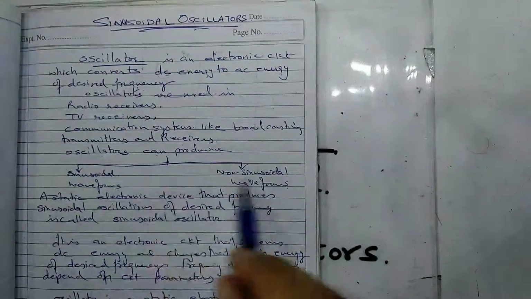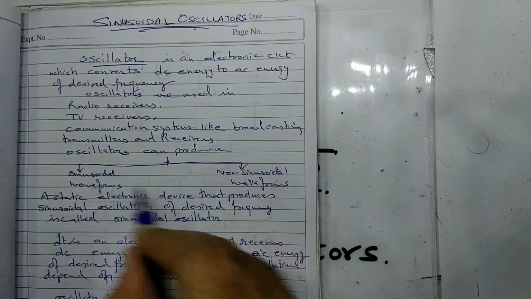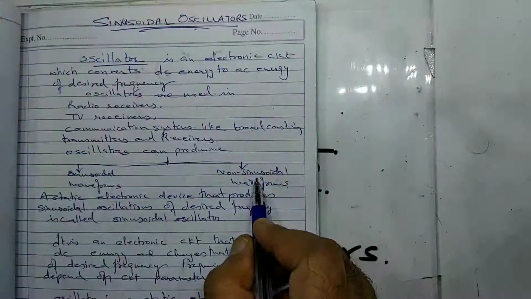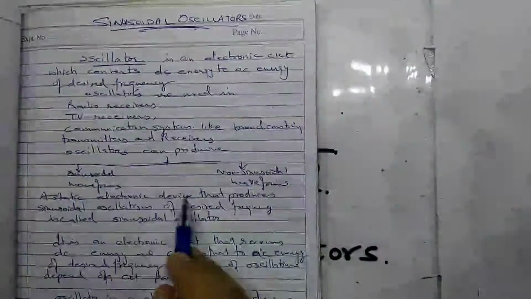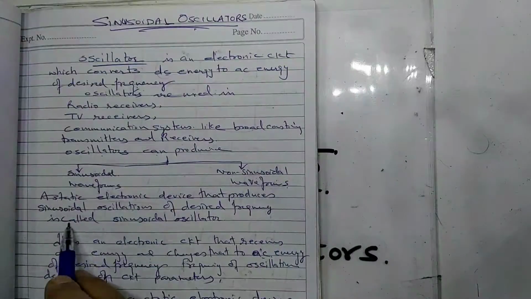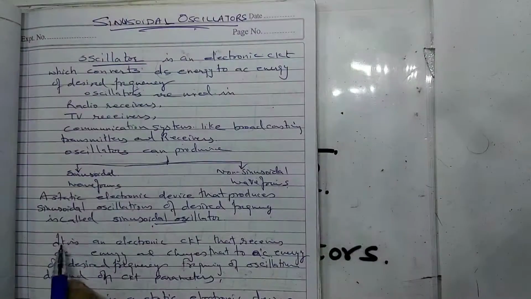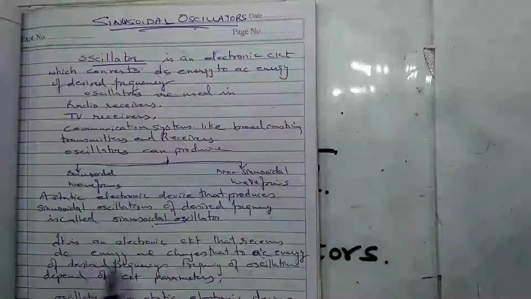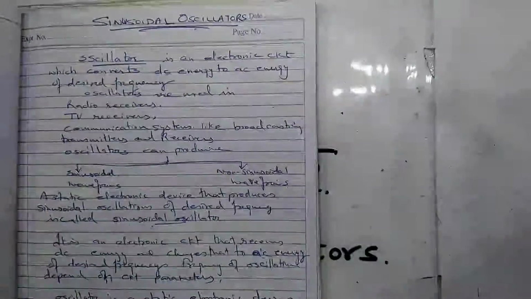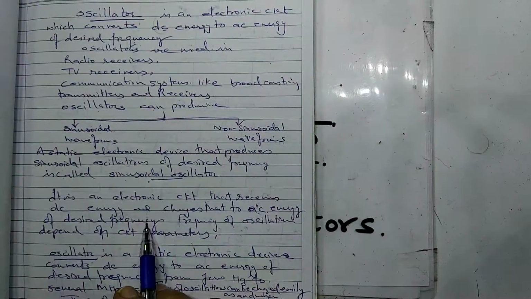Oscillators can produce two types of waveforms. One is a sinusoidal waveform, the other is a non-sinusoidal waveform. A static electronic device that produces sinusoidal oscillations of desired frequency is called a sinusoidal oscillator. It is an electronic circuit that receives DC energy and changes that to AC energy of desired frequency.